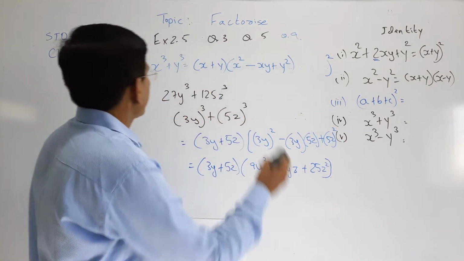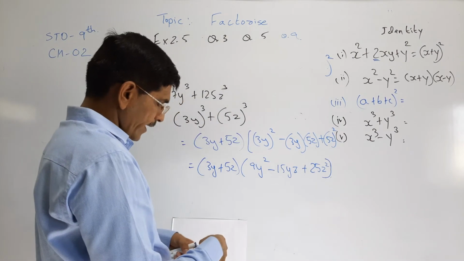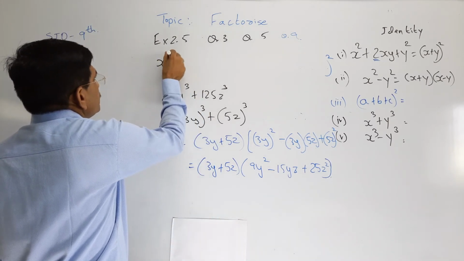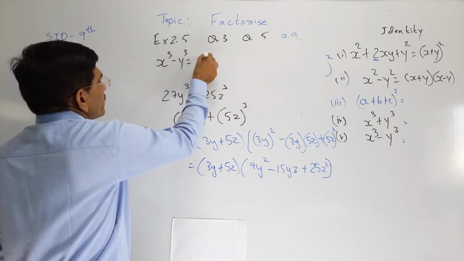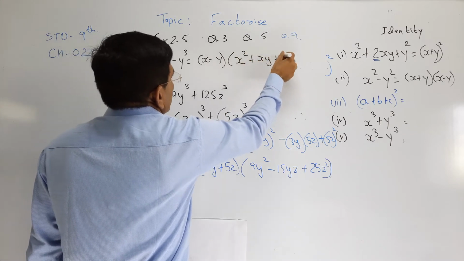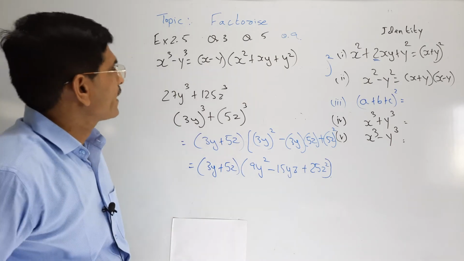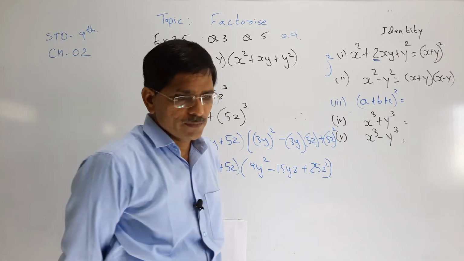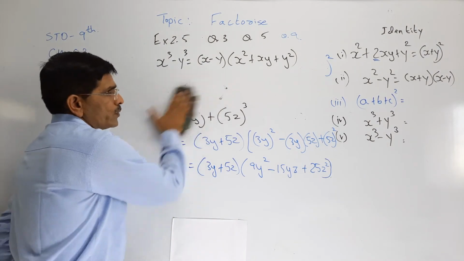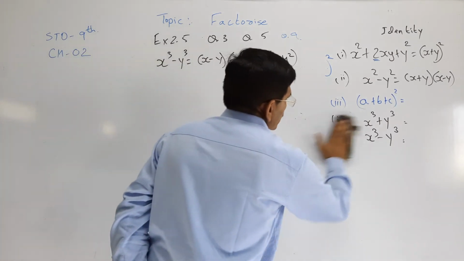Now one more identity I am writing, that is x cube minus y cube. If x cube minus y cube is there, then in the first bracket x minus y, then x square plus xy plus y square. x cube minus y cube is equal to x minus y, x square plus xy plus y square. Now by using this we have to go through the sum.